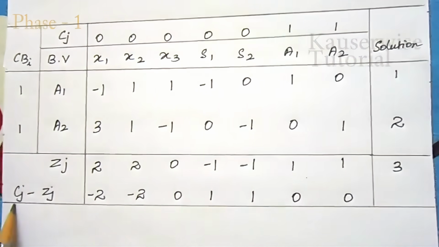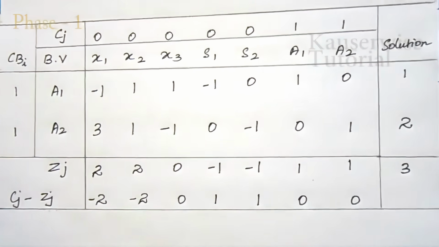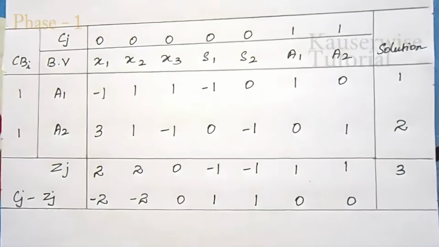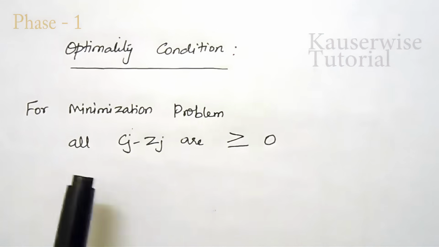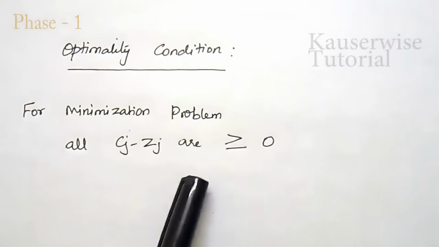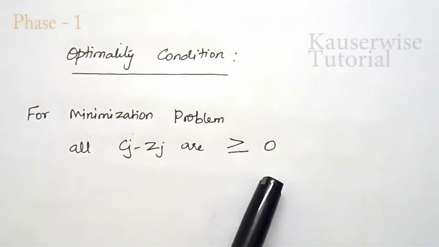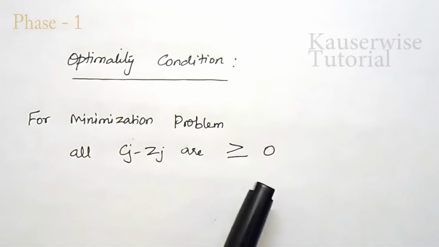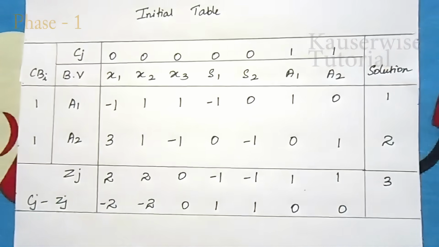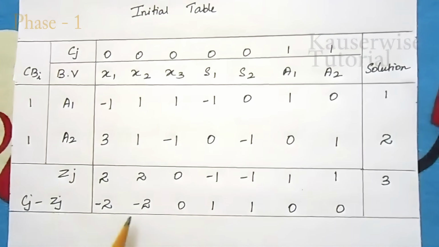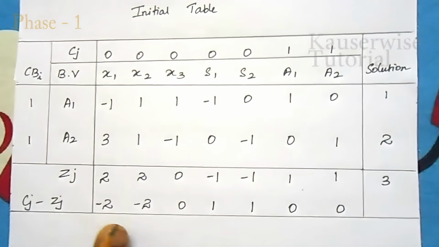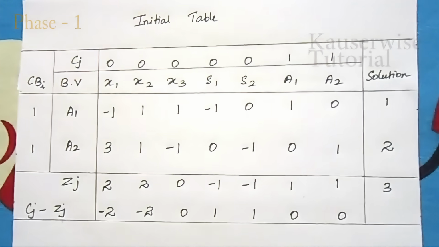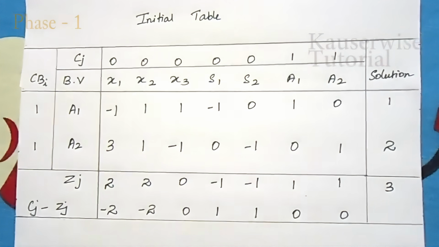After finding Cj minus Zj values, just check the optimality condition. For minimization problem, the optimality condition is all the Cj minus Zj values must be greater than or equal to 0, which means we need to get 0 or positive values. Look at the Cj minus Zj values. Here we have got two negative values. So we didn't reach the optimality. So we have to proceed further until we reach the optimality.